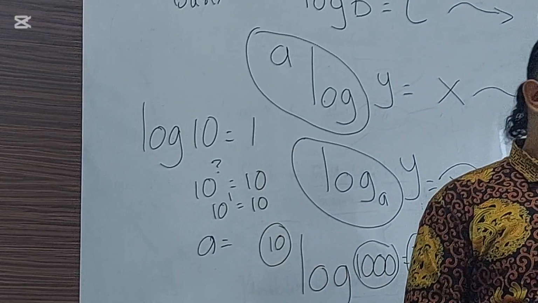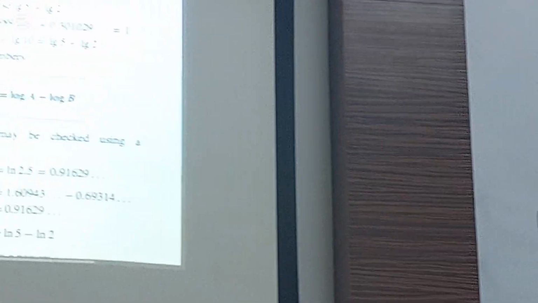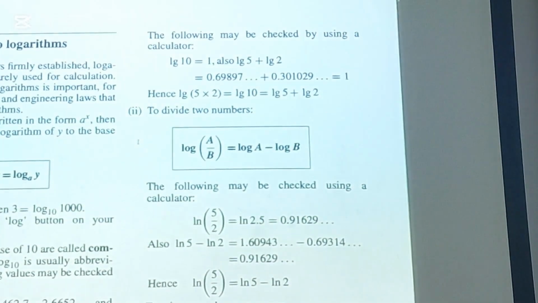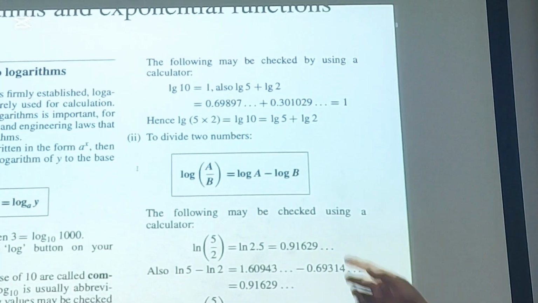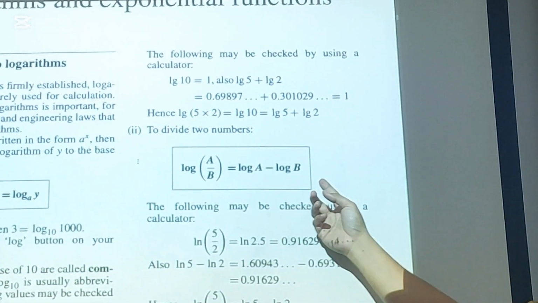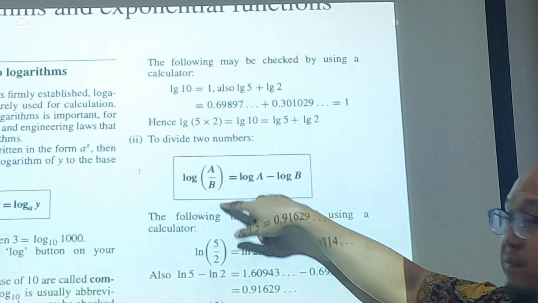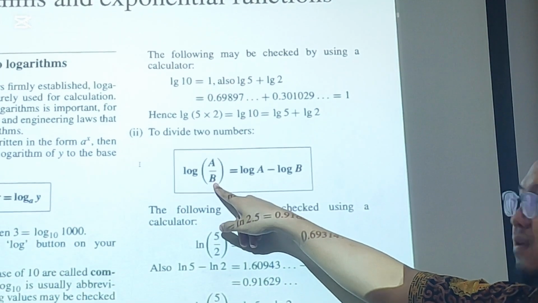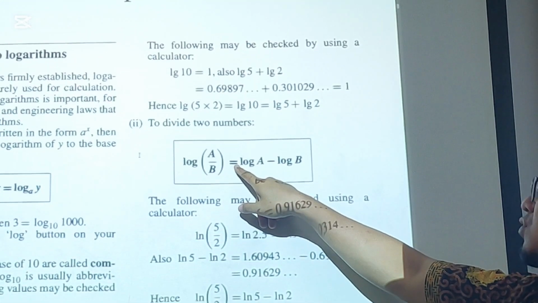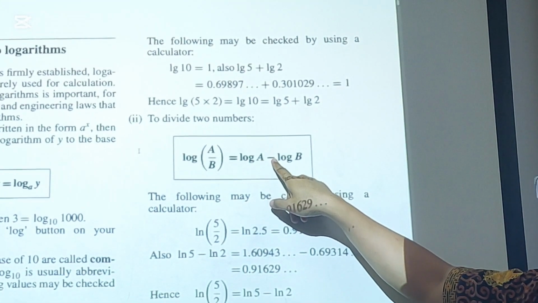Yeah. So this is the basic function. Okay, then we go to the second law of the logarithm. If you find log inside the parenthesis, a per b will be equal to log a minus log b.